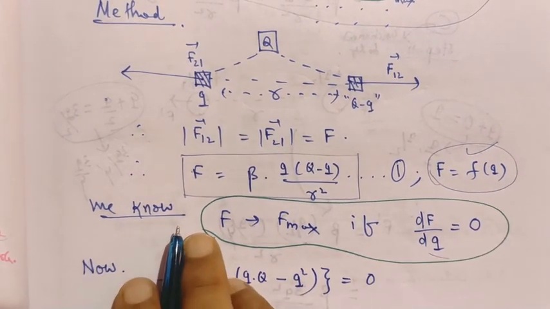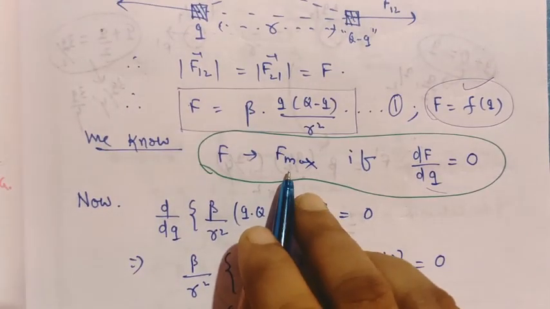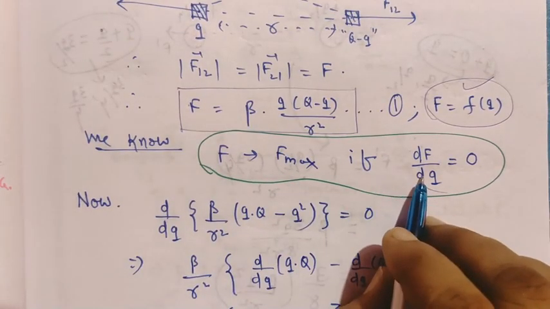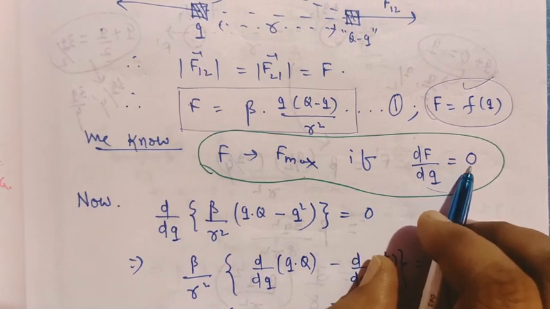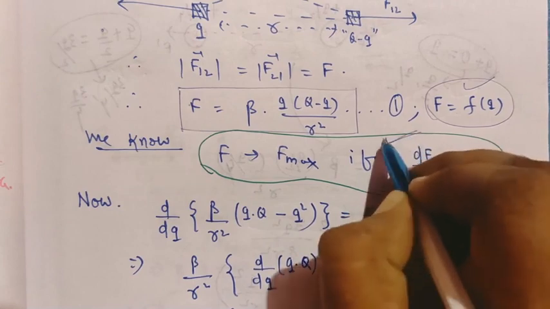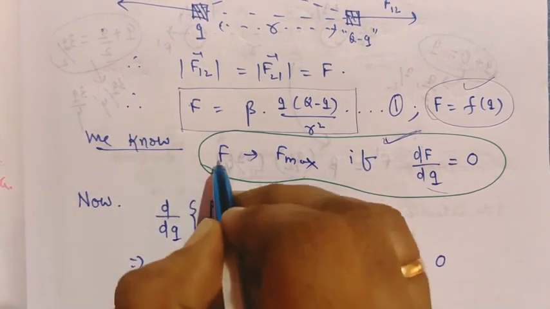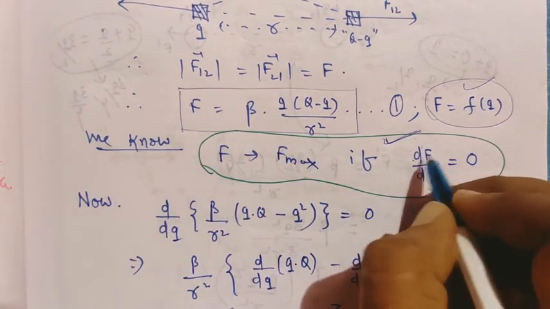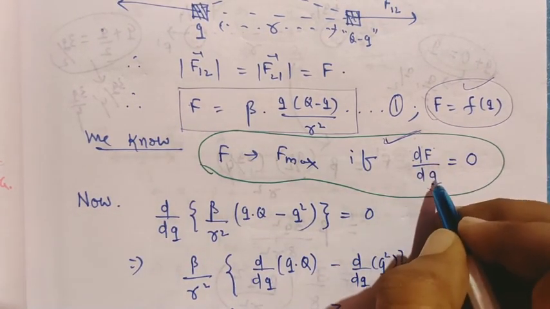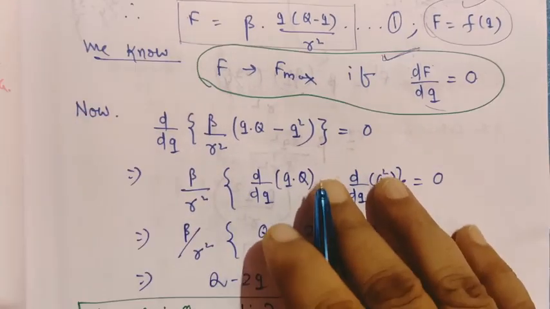When you read higher mathematics, application of derivatives, a function is maximum if the first derivative of the function with respect to the variable is 0. You will read this part in your mathematics calculus. We will use that method. Our F will be maximum if the derivative of F with respect to the variable, that means small q, is 0. Now we will do the simple derivative.